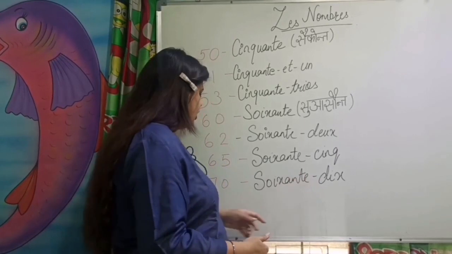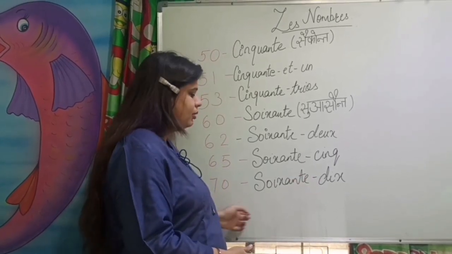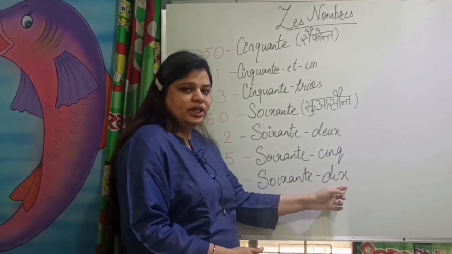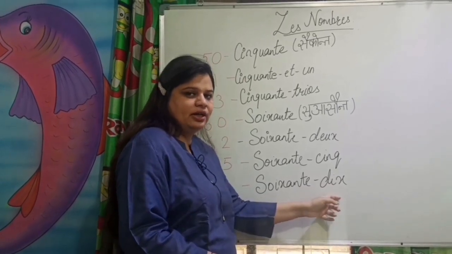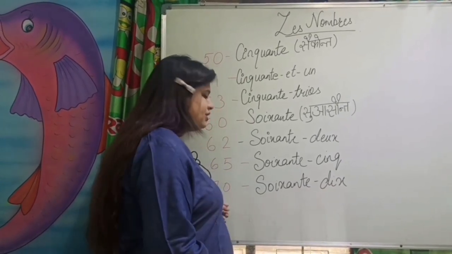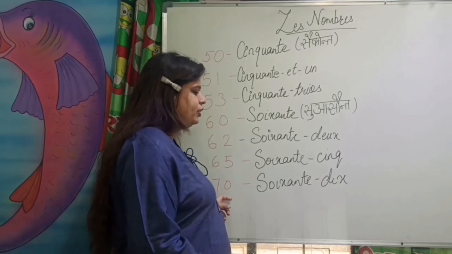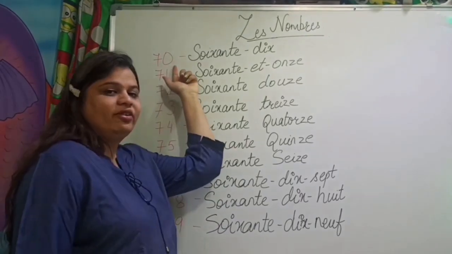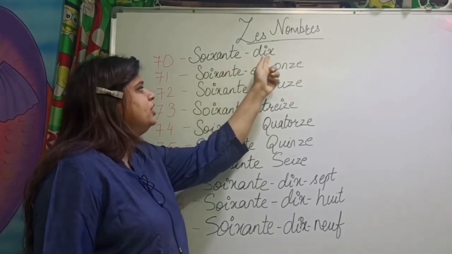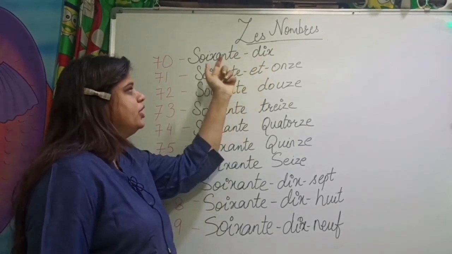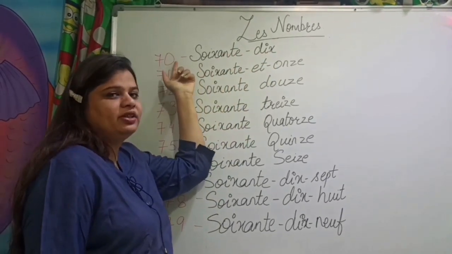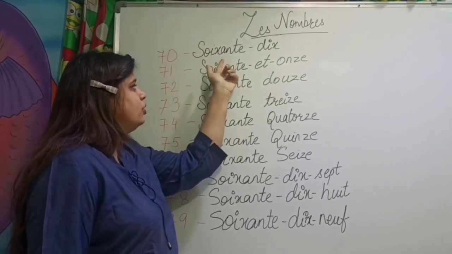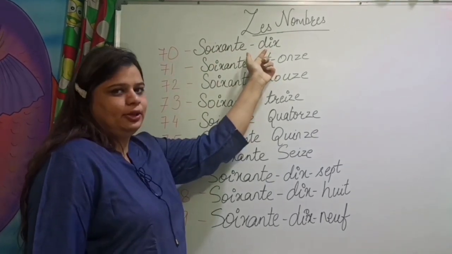Now comes a twist, because 70 becomes soixante dix. Mathematically it is 60 plus 10 becomes 70. So we are going to write soixante dix. The trick to learn this 70 is 60 plus 10. 60 was soixante, plus 10 is dix.